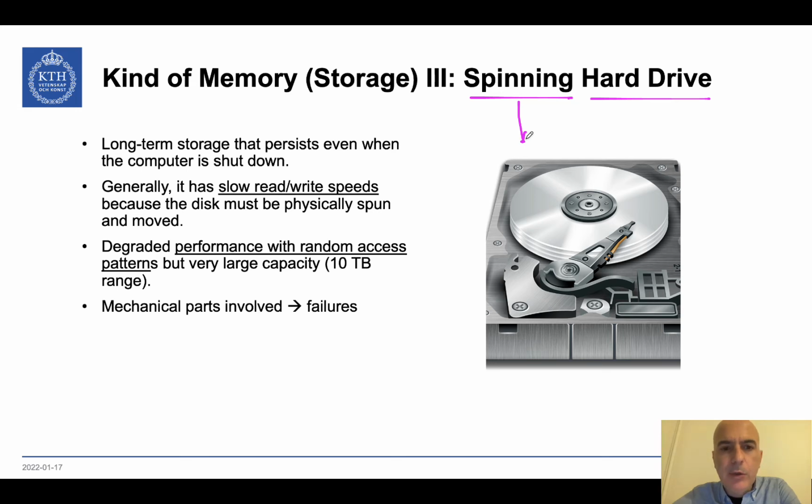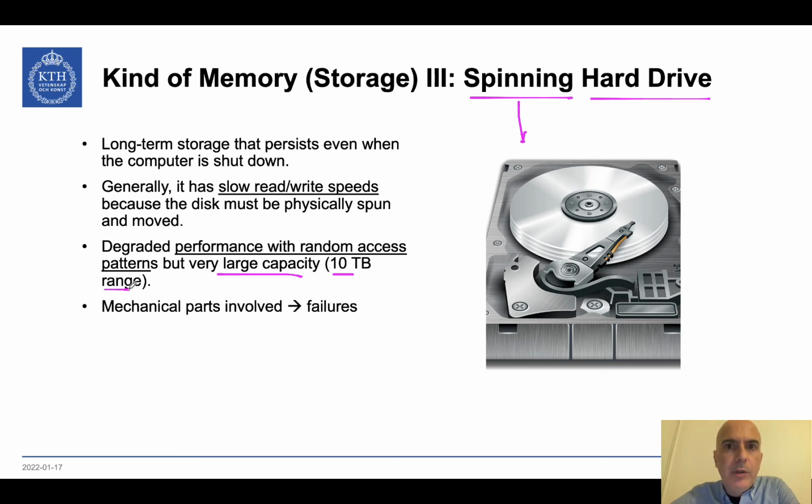Right, so it has a slow read and write speed because the disk must physically spin and move, and this takes time. The performance of the hard drive is highly penalized with random access, because we need to move the disk back and forth. But the major advantage is really the large capacity. Today there are hard disks that are typically in the 10 terabyte range.